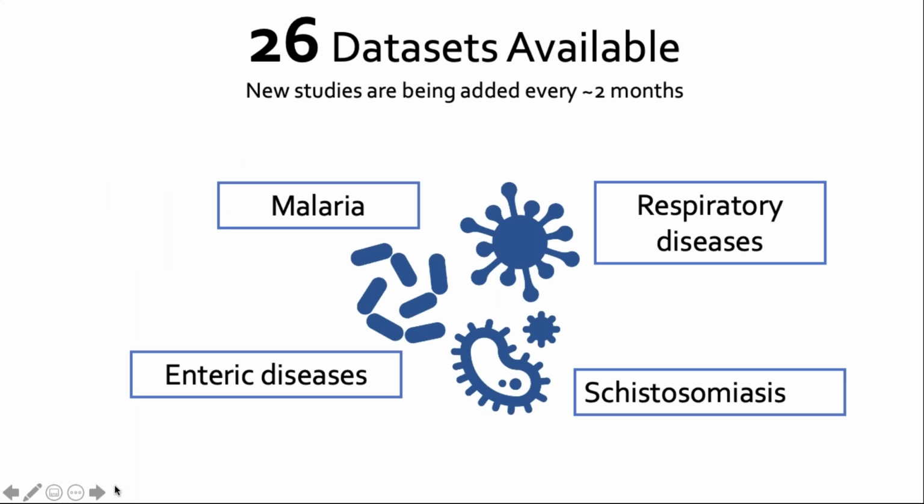There are currently 26 datasets available on ClinEpiDB, with new studies being added every couple of months. These are data from studies that focus on various diseases such as malaria, schistosomiasis, enteric, and respiratory diseases.